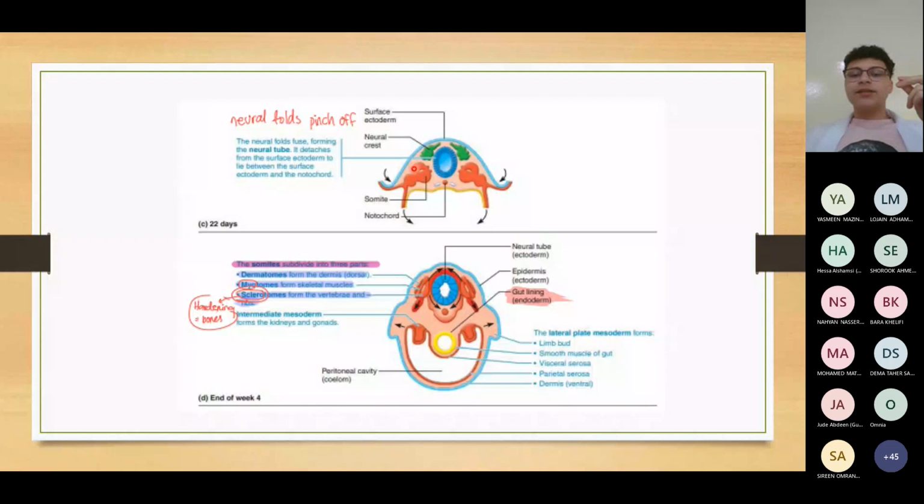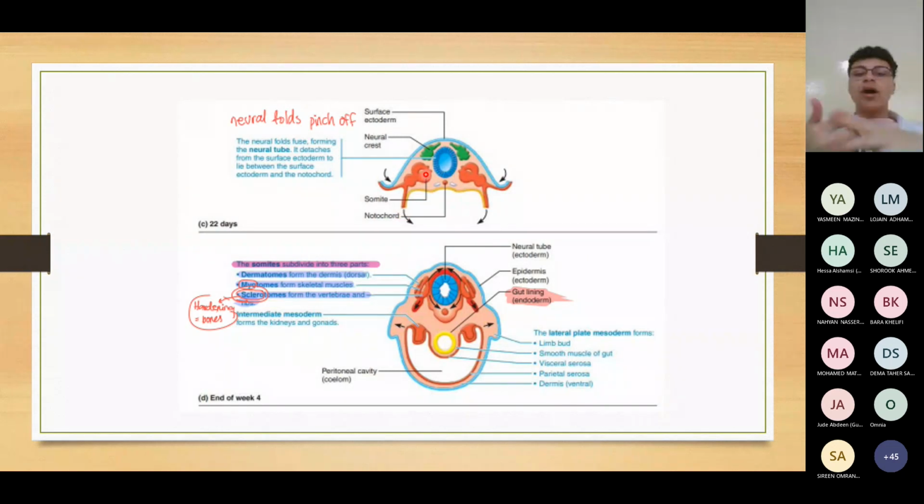Okay. So I'm just going to get into more detail about what's happening exactly in the mesoderm. The mesoderm basically has three important divisions. First of all, the notochord, which I've explained, is going to form the future vertebral column. It makes sense because this is going to be the spinal cord and this is going to be the vertebral column. So I'm going to be explaining the three regions of the mesoderm. We have the somite, the intermediate, and the lateral mesoderms.